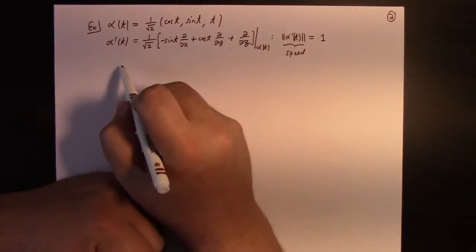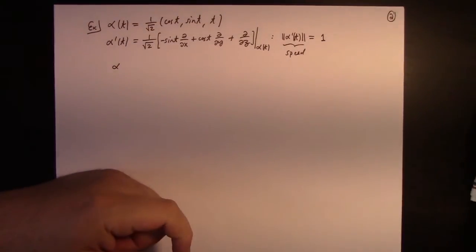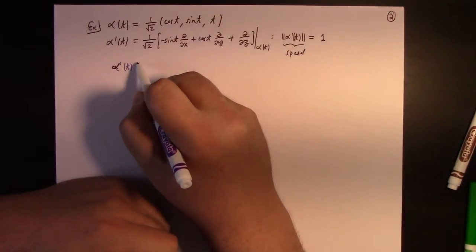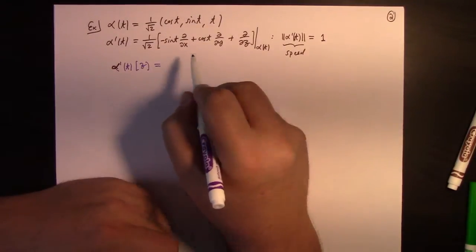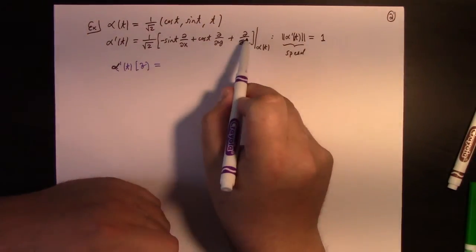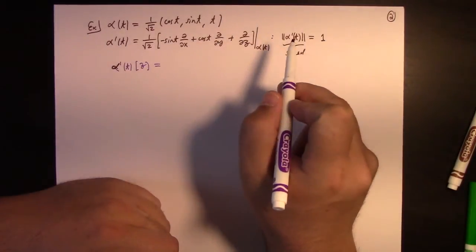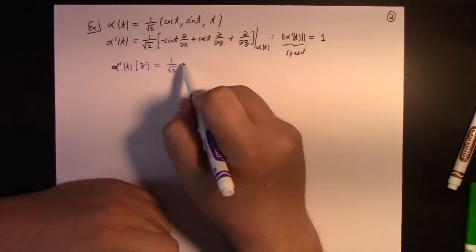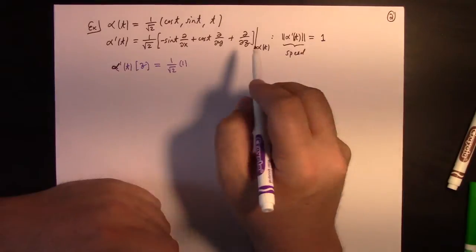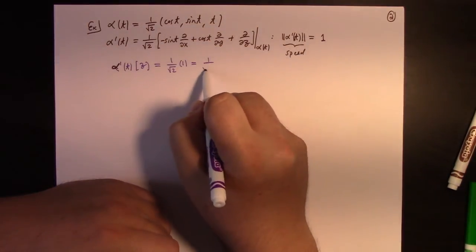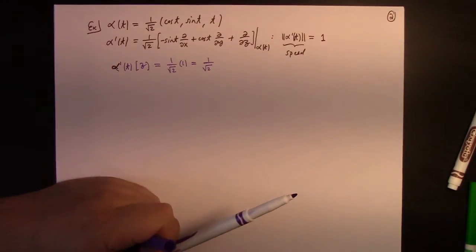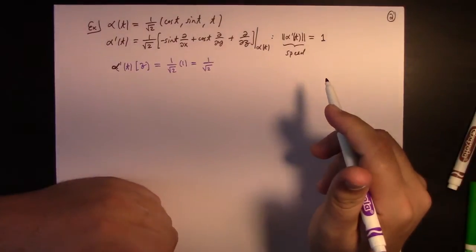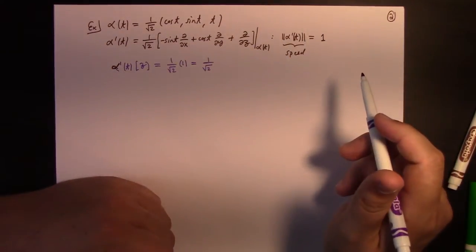Now we can do things like, what would alpha prime of t acting on the function z look like? If you think about z hitting these operators, 0, 0, 1, I get 1 over square root of 2 times 1. The evaluation at alpha of t is kind of boring here. So you get 1 over square root of 2. Apparently what that means is that the rate at which z is increasing in the direction in which the curve is progressing is 1 over the square root of 2.